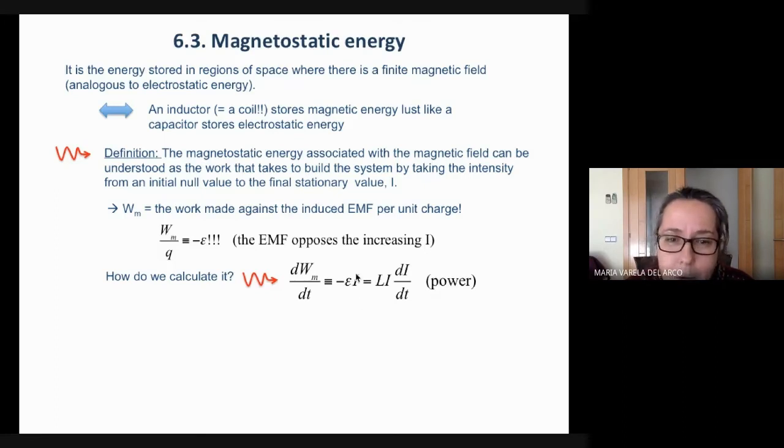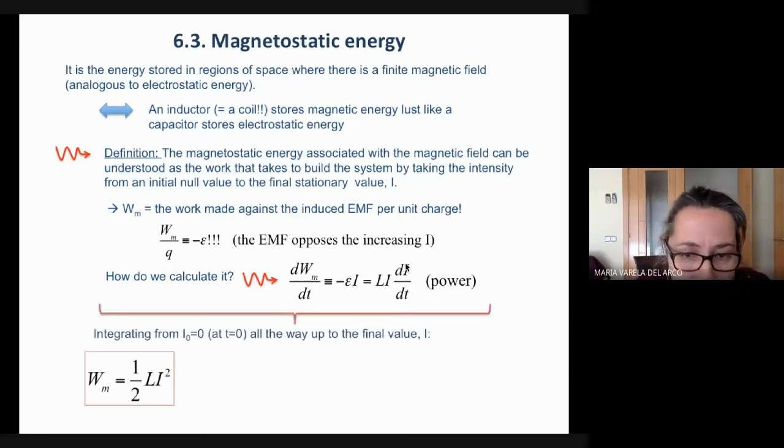But then we know that if the self-induction coefficient of the coil is L, and we have already calculated the value of L in the previous exercise for a coil, then epsilon equals minus L times the derivative of I with respect to time. All right, so this is how we write the expression for the power that it takes to charge the process: L i times the derivative of I with respect to time.